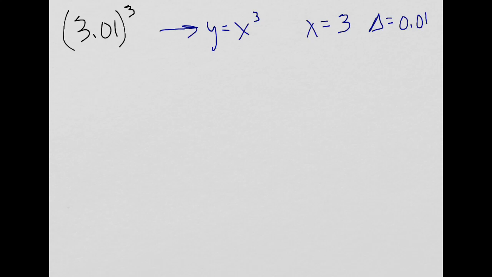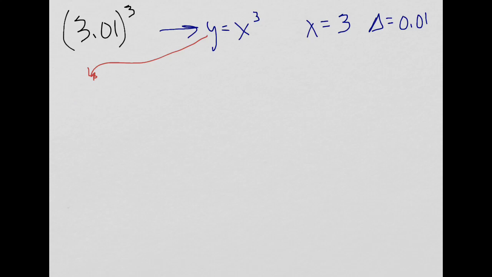This next one is another differential problem. You need to use differentials to estimate this number. So first thing is my function is y equals x cubed. And my x value is that 3 right there. And my delta x is equal to 0.01. So with differentials, I take this guy and I find its derivative.